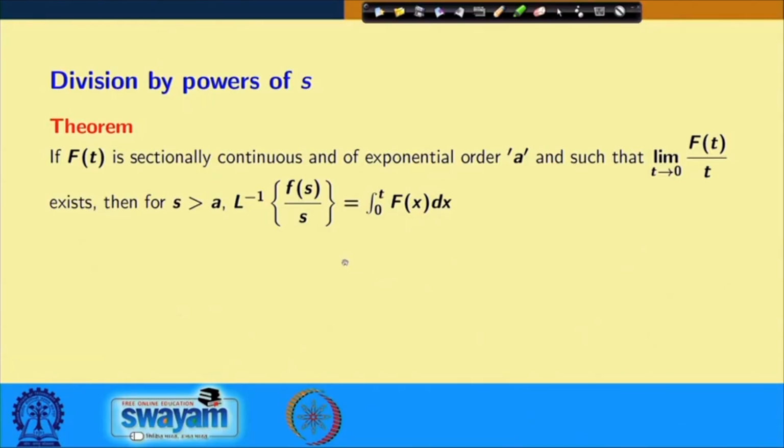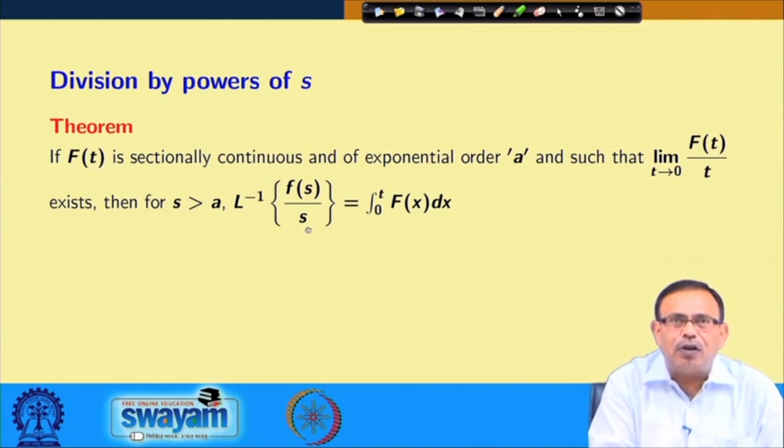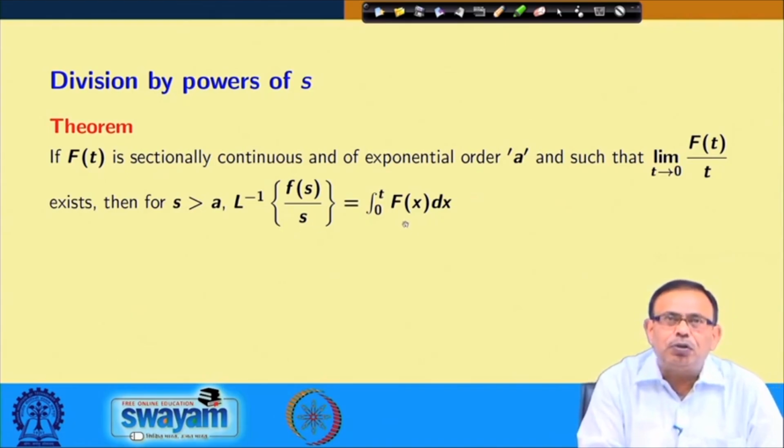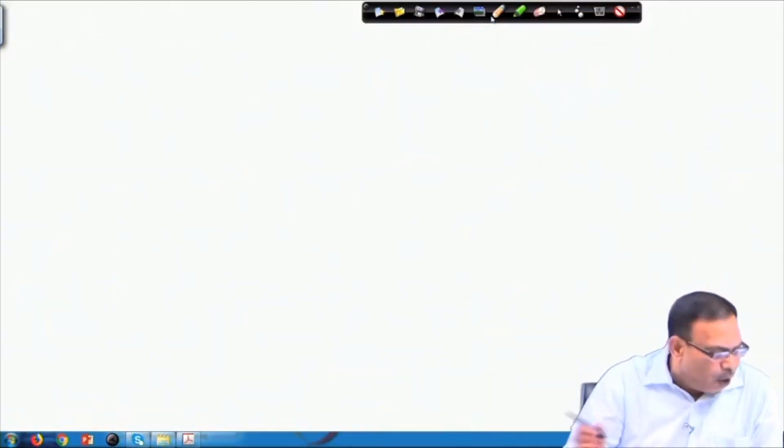The theorem says that if f(t) is sectionally continuous and of exponential order a, such that limit t approaches 0 of f(t)/t exists, then for s greater than a, Laplace inverse of F(s)/s equals integral 0 to t f(x) dx. That means if your F(s) is replaced by F(s)/s, then the function will become the integration of the function from 0 to t, provided limit t approaches 0 of f(t)/t exists. This is required. Let us see the proof of this.